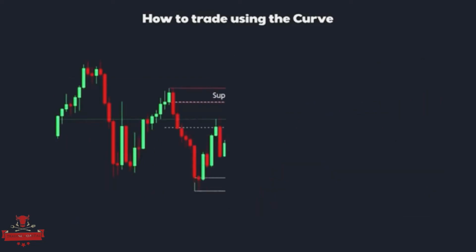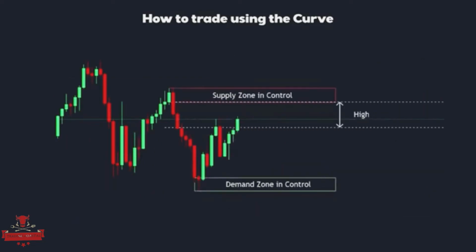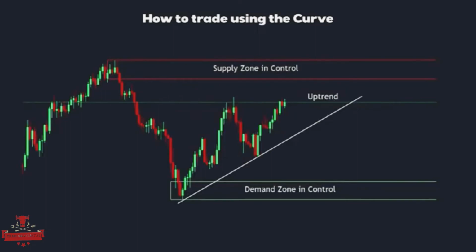Here's another example. On the monthly chart, price is high in the curve. This means that we only sell fresh supply zones on lower time frames. On the weekly chart, price is moving up creating new higher highs and new higher lows. We also confirm the trend using the trend line connecting the two higher lows together.